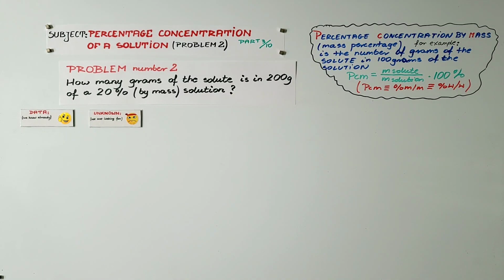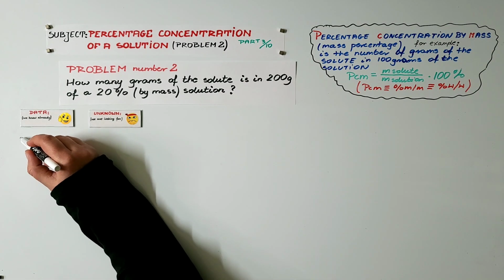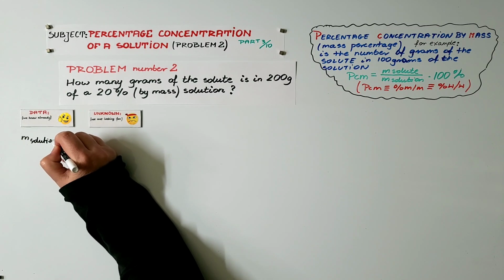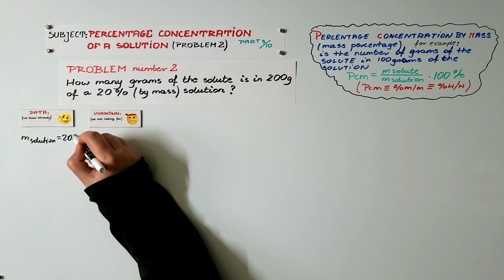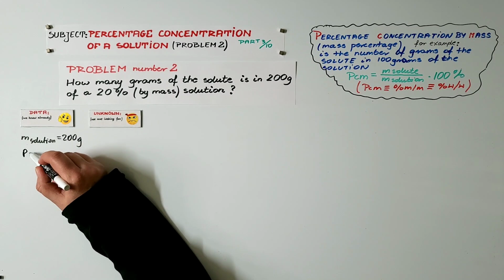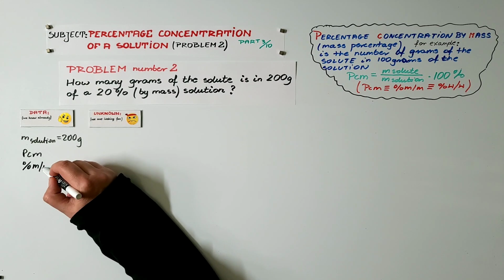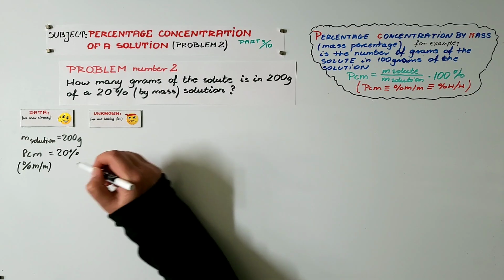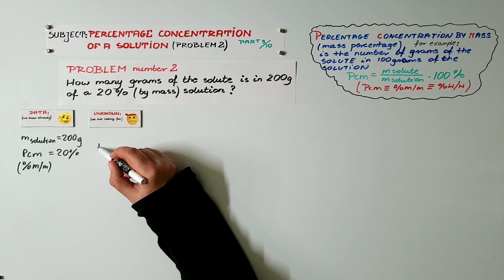Problem number 2. How many grams of the solute is in 200 grams of a 20% by mass solution? Let's start by writing down what we know and what we need to calculate in this problem. We know already mass of solution, 200 grams. We know also percentage concentration by mass, in other words, percent mass over mass, 20%. We need to calculate, we are looking for mass of solute.